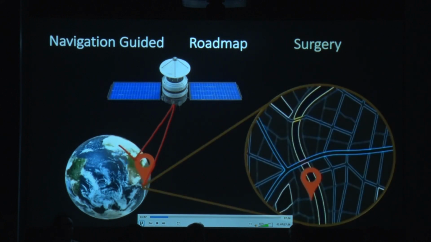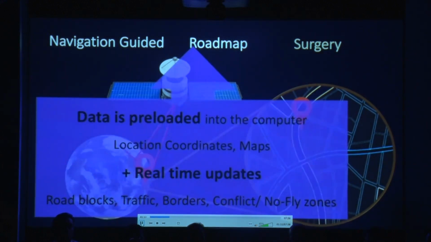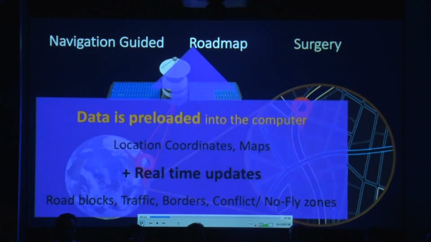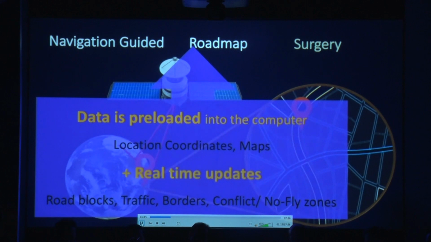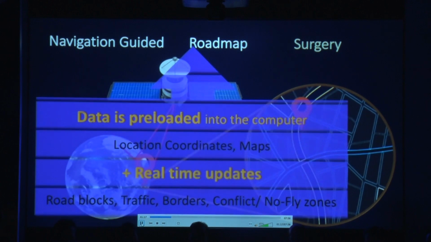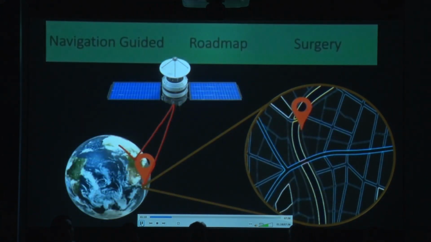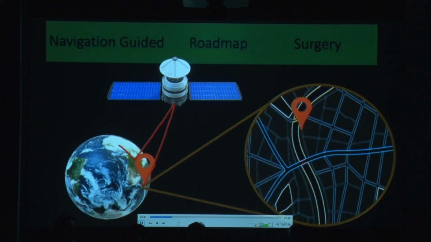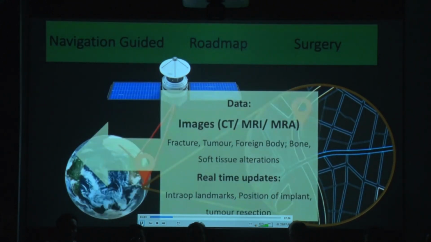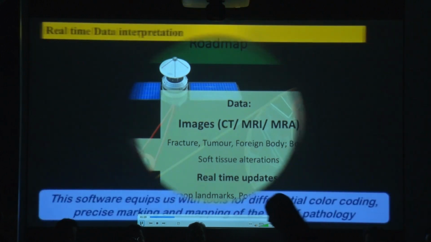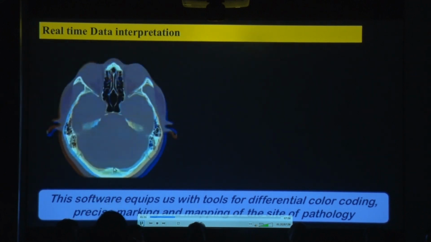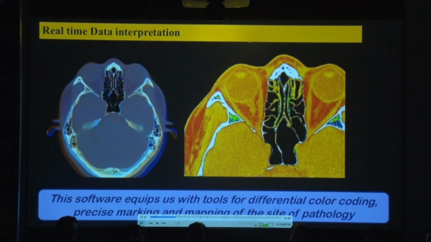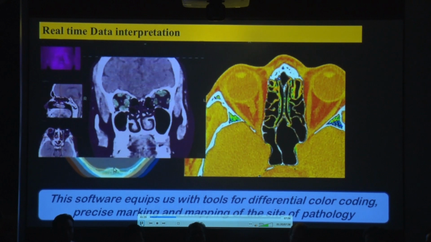simplify its understanding. Data is preloaded into the computer, which serves as location coordinates that relay the patient's anatomy and the surgeon's precise movements in relation to the patient onto the computer screens. Real-time updates such as intraoperative landmarks, position of the implant, etc. can be visualized to steer the surgery in the right direction. The software equips us with tools for differential color coding, precise marking, and mapping of the site of pathology with accuracy.